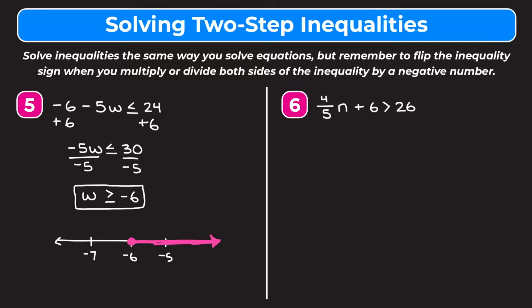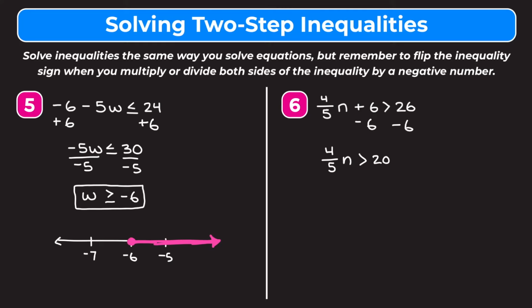And finally, taking a look at our last example, number 6, we have 4/5 n plus 6 is greater than 26. So reverse order of operations tells us to get rid of this plus 6 first. We're going to do the inverse, which is subtracting 6 from both sides of our inequality. On the left, we're left with 4/5 n. And on the right, 26 minus 6 is 20.